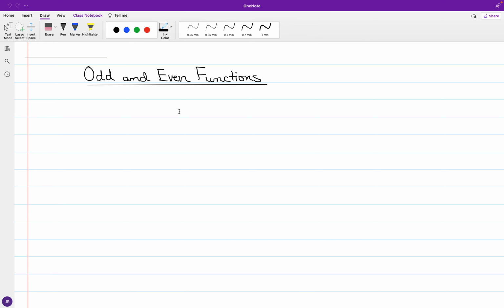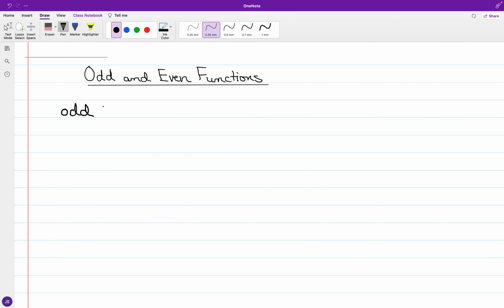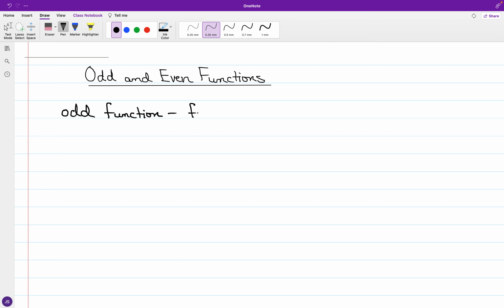And we have what are referred to as odd and even functions. In the case of odd and even functions, we have some characteristics. Now, for odd functions, an odd function is going to be a function that has symmetry with respect to, or I could also say it's a function that is reflected about the origin.